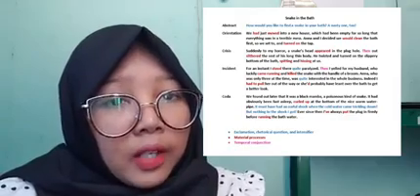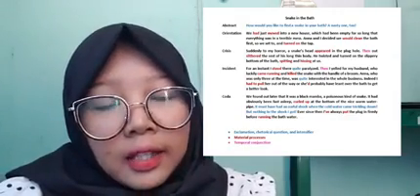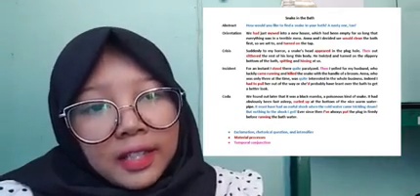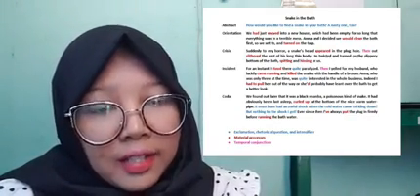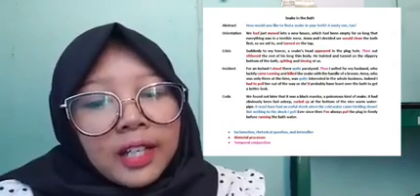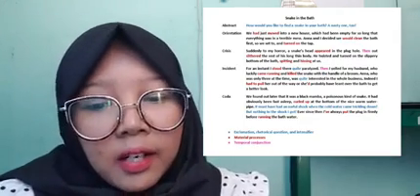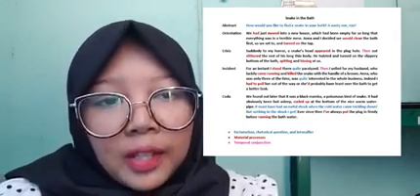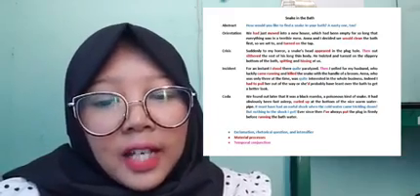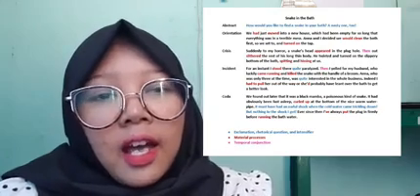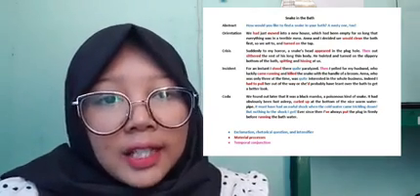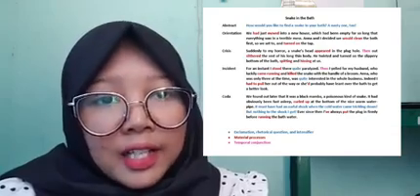pink for temporal conjunction. The generic structure in anecdote text consists of the first paragraph, abstract, the second paragraph, orientation, the third paragraph, crisis, the next paragraph, incident, and the last paragraph is coda.